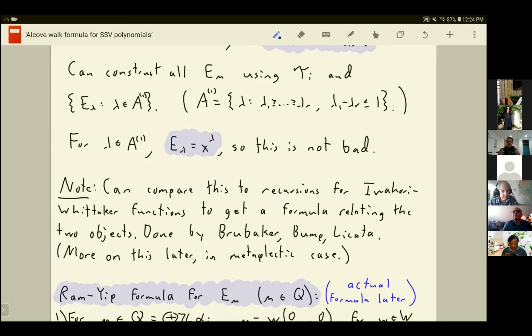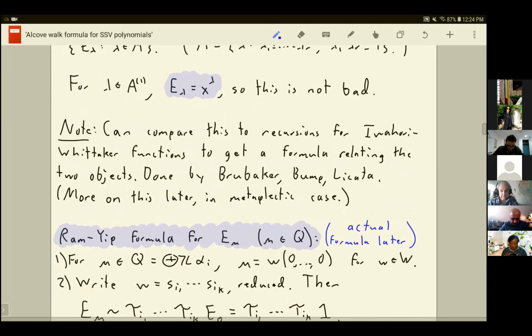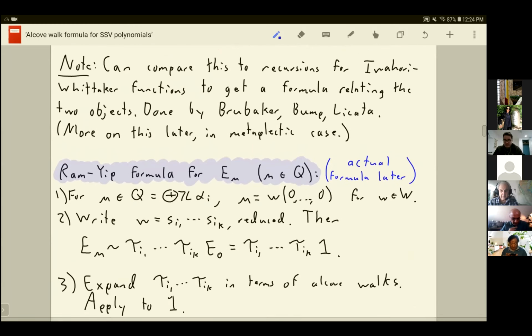But the nice thing about having such an explicit formula for these intertwiners and for the E lambda, where lambda is small, is that we can write down explicitly what's going to happen. And this is what Ram and Yip did around 2010. They calculated E mu, where mu is in the root lattice. Here they restricted themselves to the root lattice because they wanted every weight they were looking at to be Weyl conjugate to 0. They didn't want to start from anything in the fundamental alcove, but specifically from E0.